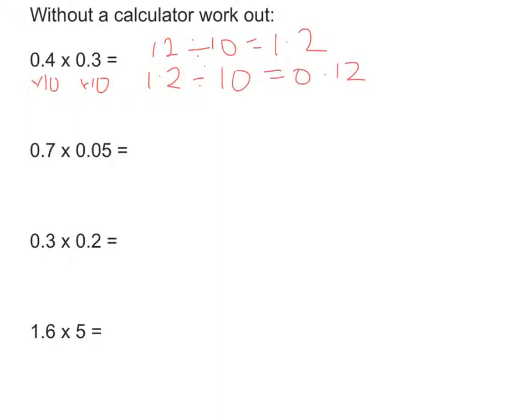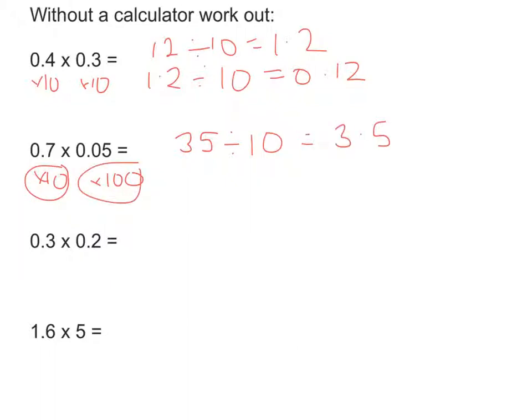So similarly here, I'm going to times this one by 10, but this time I'm going to times this one by 100, because that would mean I would get 7 times 5, which you all know is 35. So to change that into the correct answer, I have to divide by 10, because I timesed by 10 here, which is 3.5, and I have to divide that answer by 100 this time, so be careful. So that is 0.035.